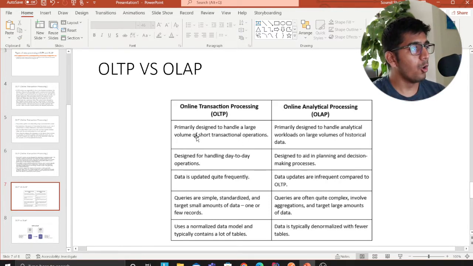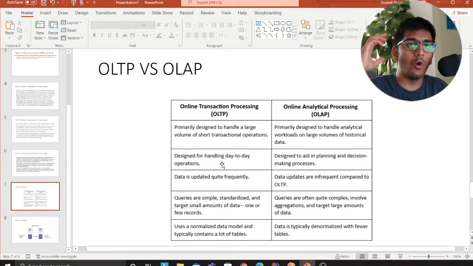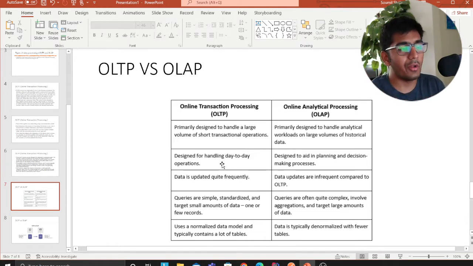OLTP is primarily designed to handle a large volume of short transactional operations. On the other hand, OLAP is primarily designed to handle analytical workloads on a large volume of data. So if you want to analyze trends, again, OLAP is the way to go. OLTP is designed for handling day-to-day operations. So ideally you keep 1 year of transactional data, right? For example, when you go to a bank, they maintain 1 year's worth of data. For historical data, they go and fetch that separately, right? If you know what I'm trying to explain to you, right?